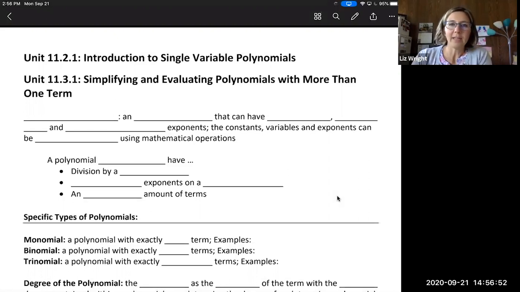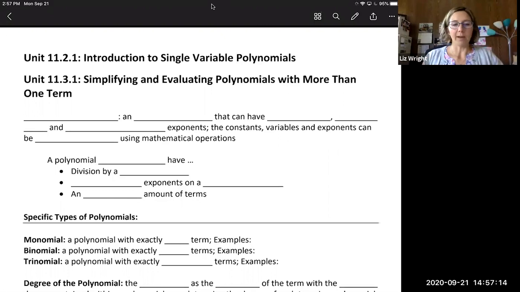Hi everybody. In this video, we are going to go through 11.2.1 Introduction to Single Variable Polynomials. We are also going to go through 11.3.1, which is simplifying and evaluating polynomials with more than one term. So make sure you have those notes ready, and then we're just going to get started.